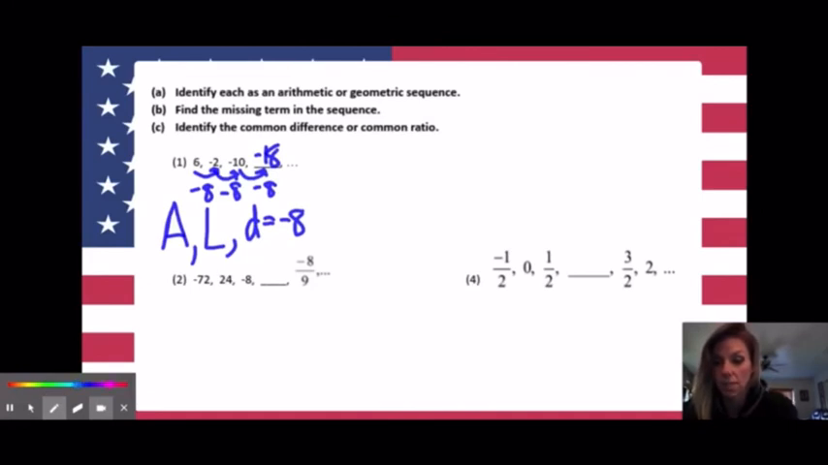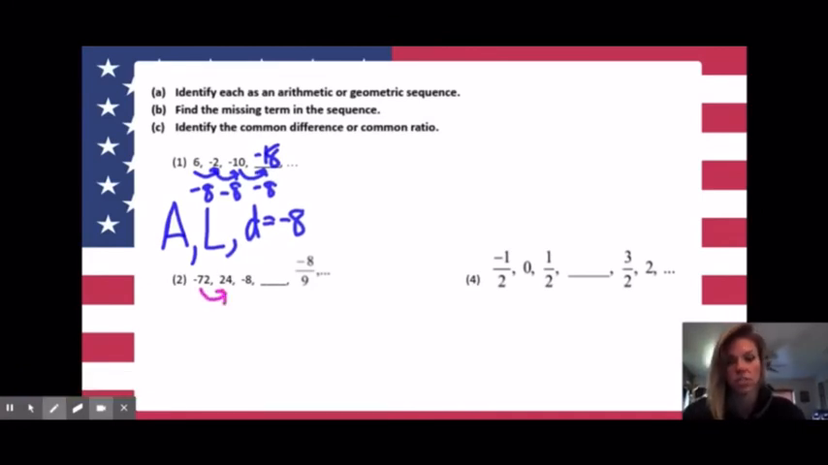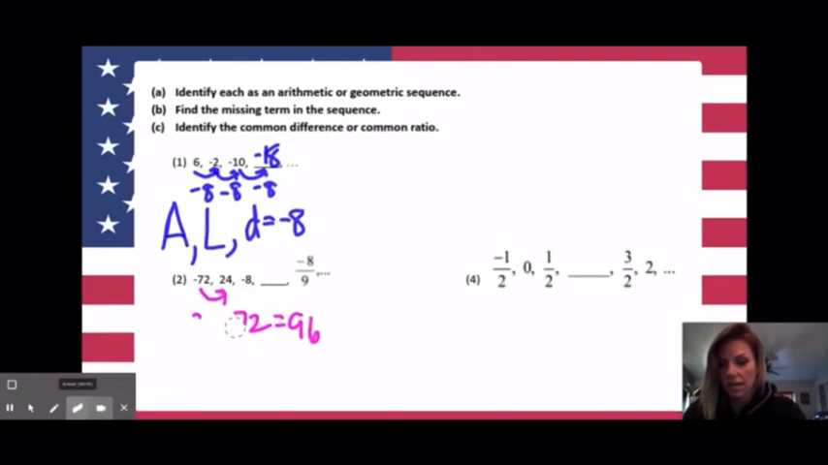Let's look at number 2, same idea. How could you get from a negative 72 to a 24? Well, to check that it's arithmetic, I can't see that off the top of my head, so you might need to say, what's the second number minus the first? So 24 minus negative 72. If I take out my calculator, 24 minus negative 72 is 96. So in other words, if this was arithmetic, to get from negative 72 to positive 24, I would add 96.